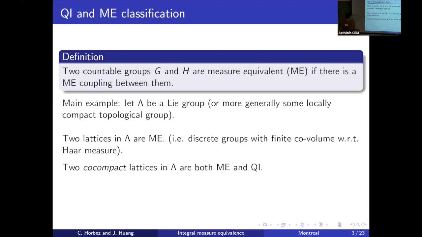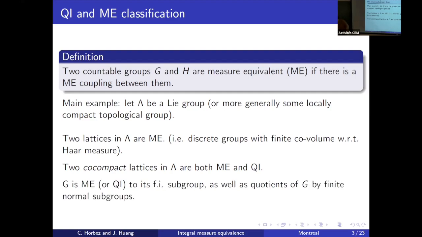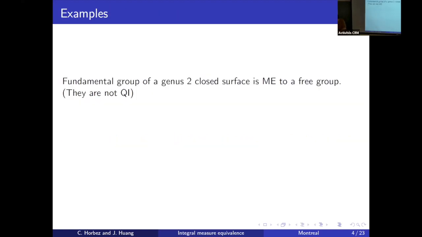Okay, good. So there's one simple thing I want to mention, which is something we expect. If I pass to a finite index subgroup or quotient by a finite normal subgroup, that's still QI, and the same thing holds for ME. Now the next question is, we see the definitions of ME and QI are sort of similar, so it's natural to ask whether they're actually related to each other. The bad news is that in general they don't speak to each other.